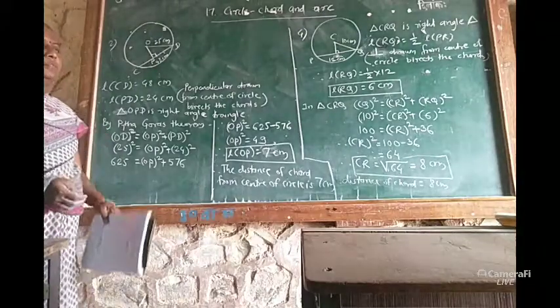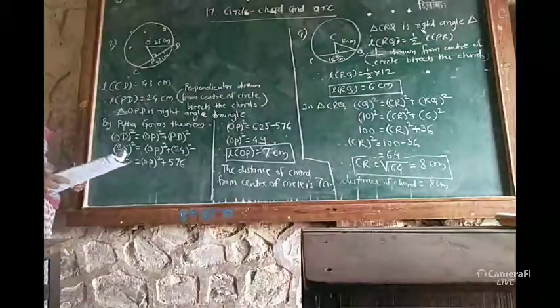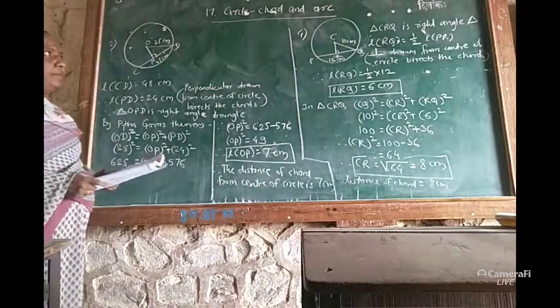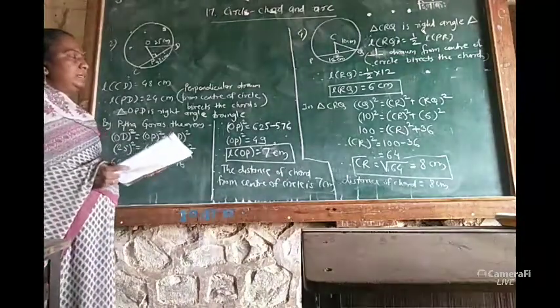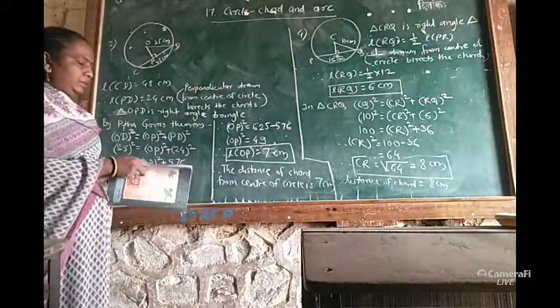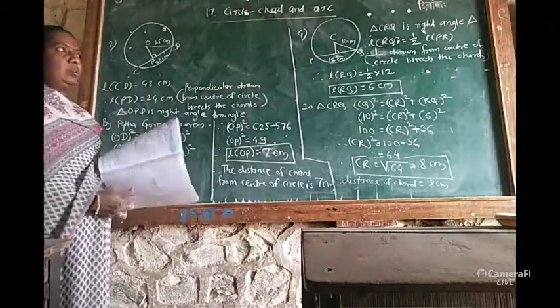In the last lecture, we studied our 17th chapter, that is circle, chord and arc, and we completed the first example from practice set 17.1. Today we will see the remaining examples from this practice set. In this practice set, we have studied the properties about the chord of a circle.